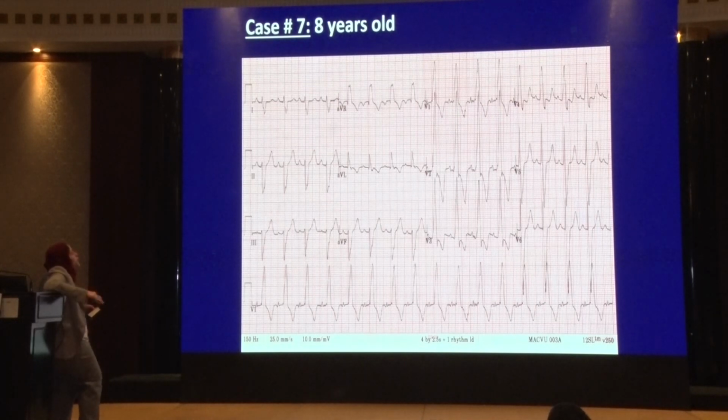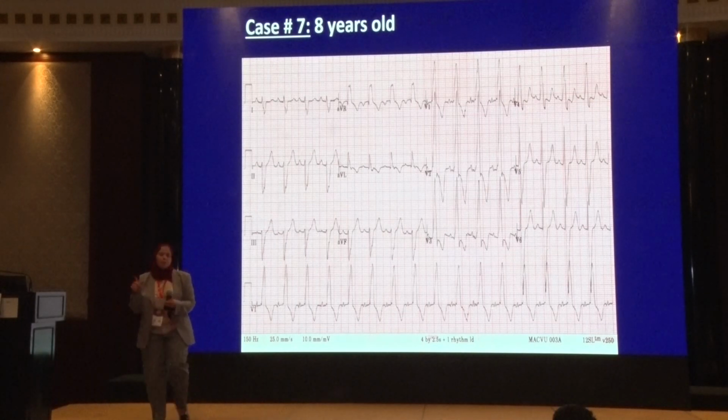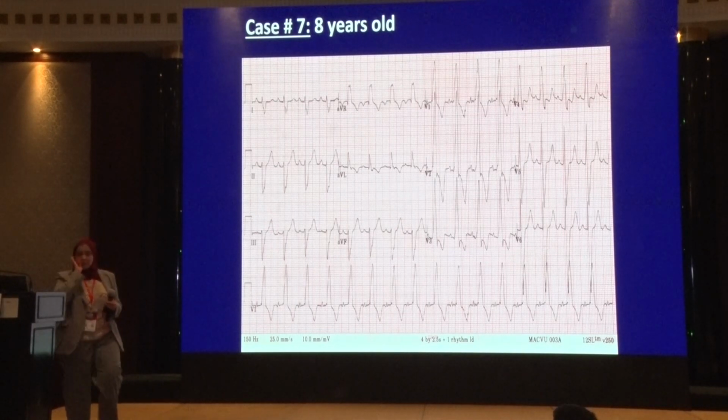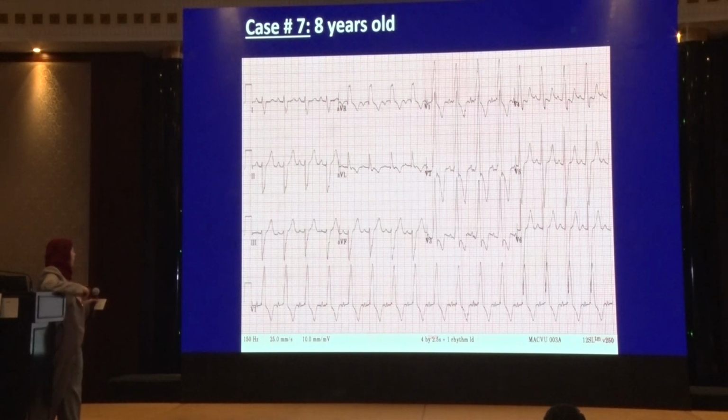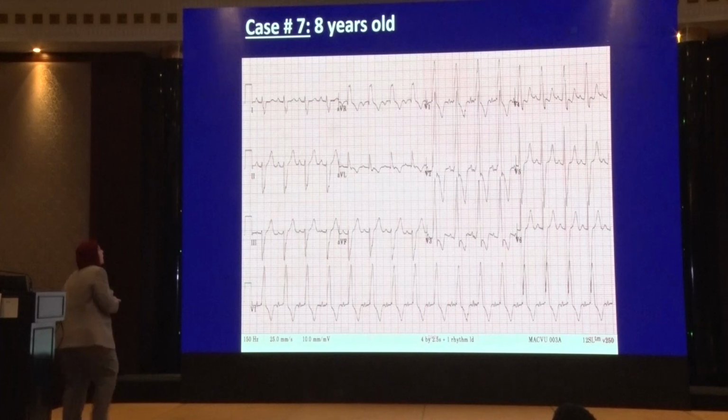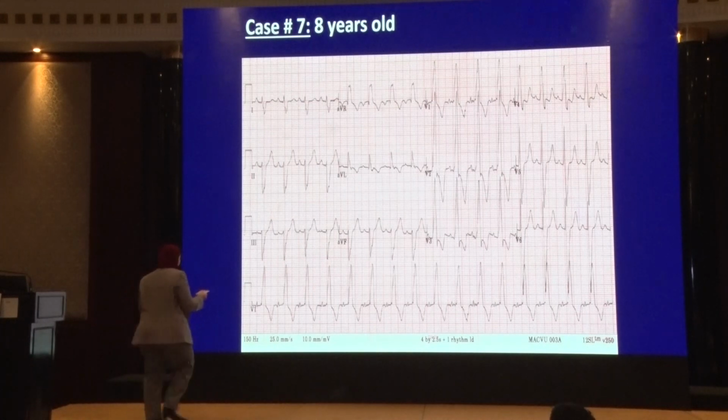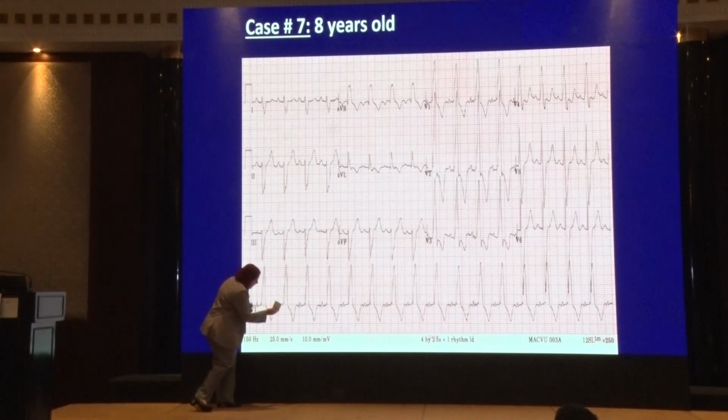What do you think about this QRS duration? Very wide QRS. It has a PR of around 200 milliseconds. So we have first degree heart block. And then when we look at V1, you see this?